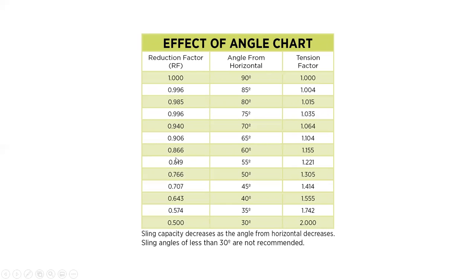This reduction factor is the weight reduction factor. So this is the factor if you're pulling something at a 90-degree angle, so perfectly straight up, 100% of the weight is going to be transferred to the cables. So that's assuming we're doing a lift with a cable like this. As you change this angle from horizontal, as this angle decreases, by the time we get to a 30-degree angle, you're only able to lift half of the weight that cable would be rated for, and the tension in the cable is double what it would be if you were lifting at a 90-degree angle.